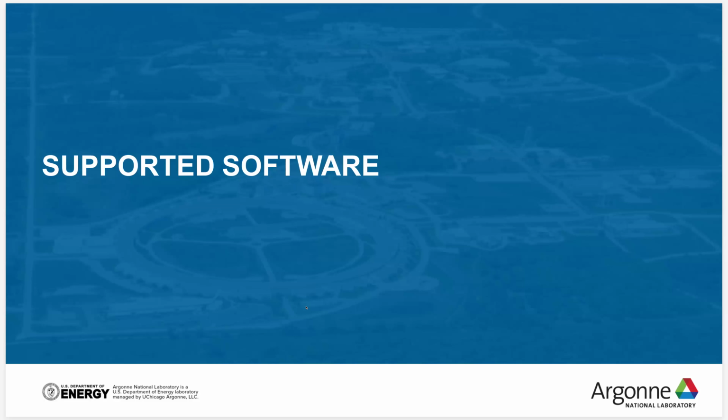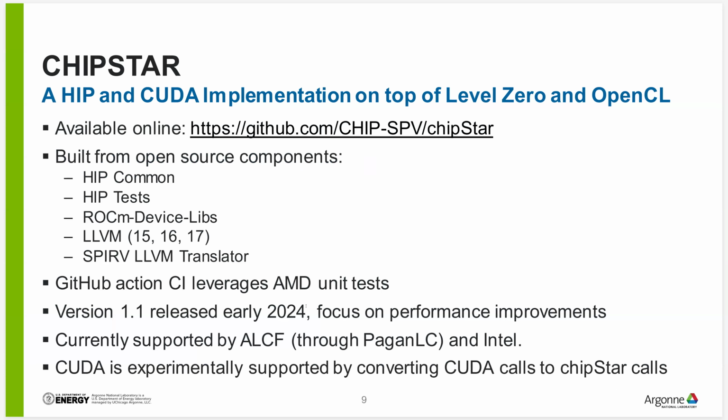So, what are we supporting in our HIP ecosystem? What can you use if you use our chipStar project? It's available online on GitHub. It's pretty easy to find. I think we've mostly beaten the chip companies that are selling you fried potatoes. So we are bubbling up in the Google ranking.